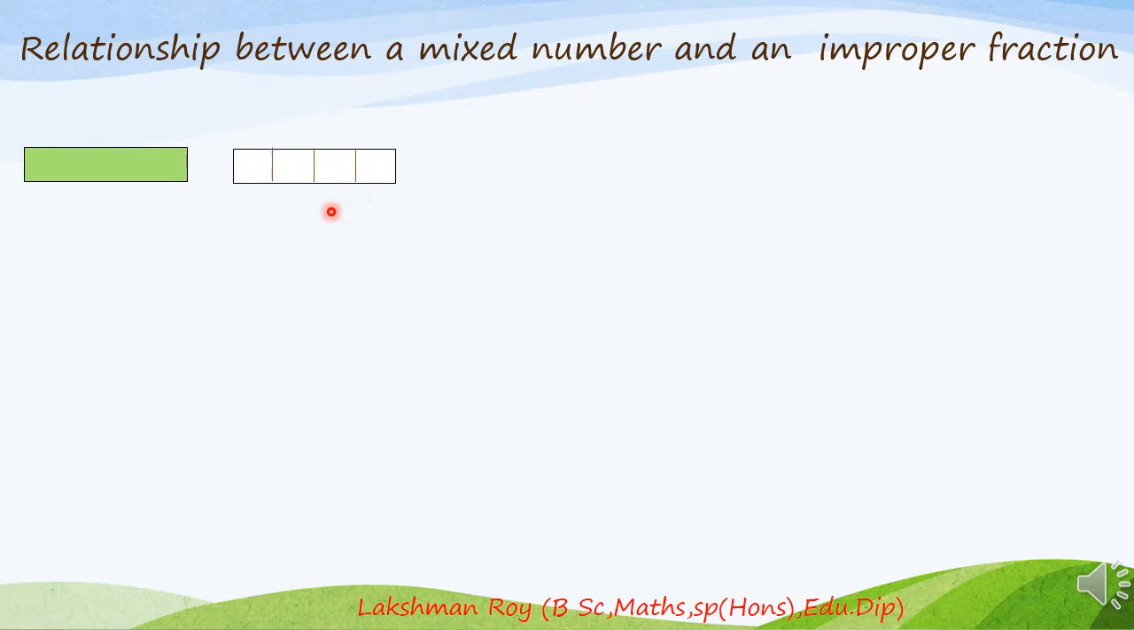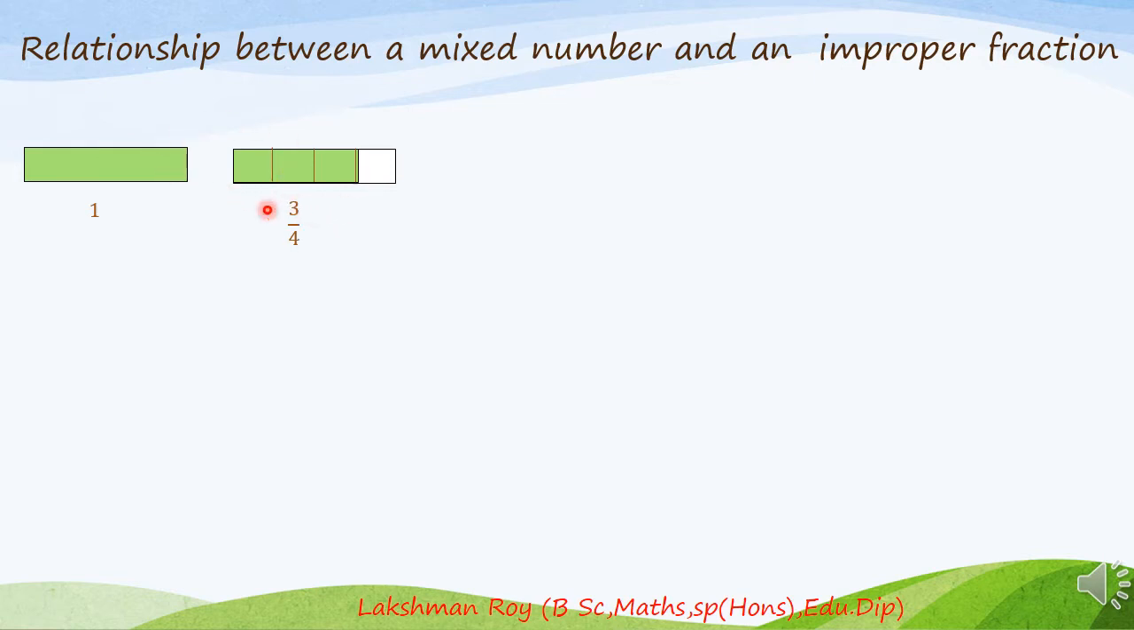And in this figure I colored 3 parts. So this is the whole one, a colored whole figure, and this is the colored part. How to write it as a fraction? That means 3/4. Divided into 4 parts, colored 3 parts.